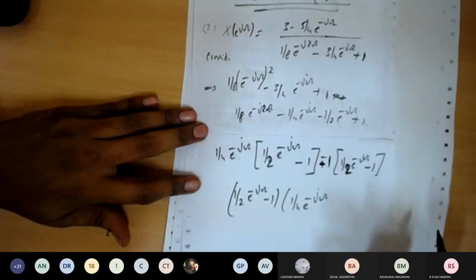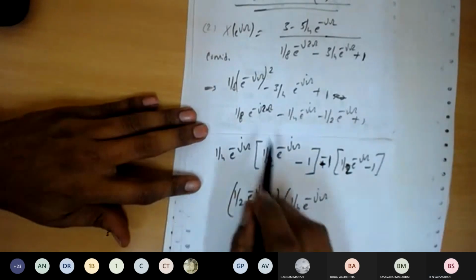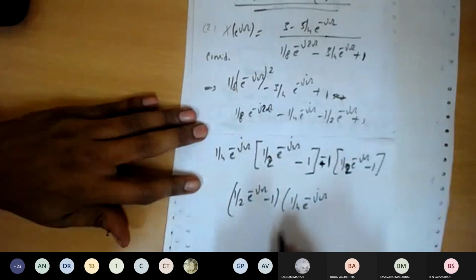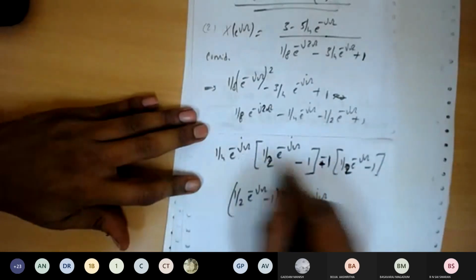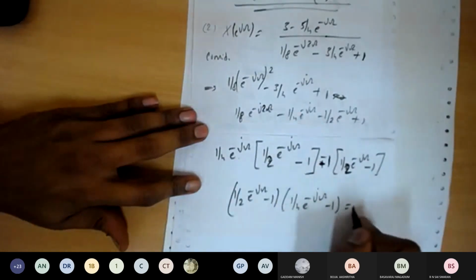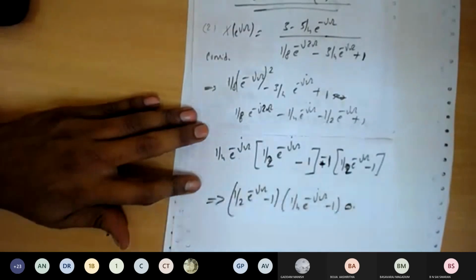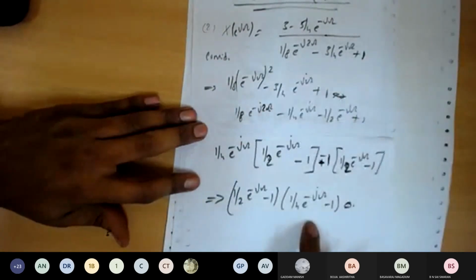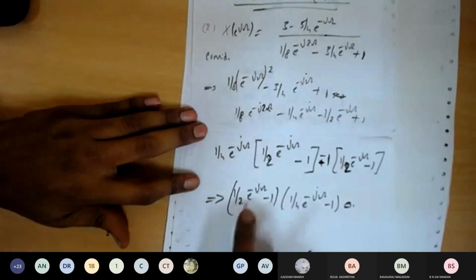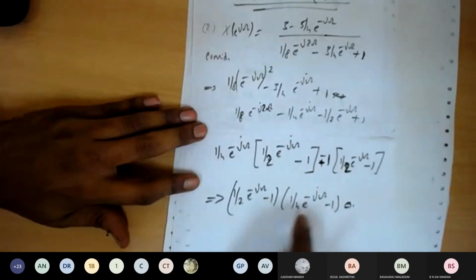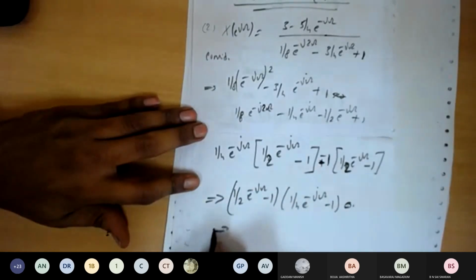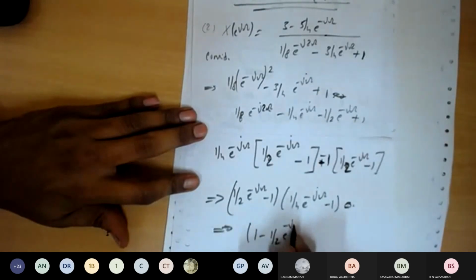Got it right? Yes, sir. Okay, when I take the product here, we should get back these terms. So the remaining quantity is 1 by 4 e to the power of minus j omega minus 1. The denominator we can express as a product of terms. Usually we want it in terms of 1 minus this one, so I'm going to express this one also as 1 minus 1 by 2 into e to the power of minus j omega.